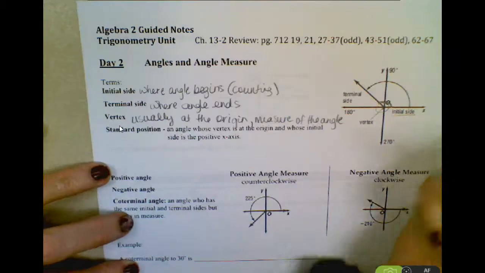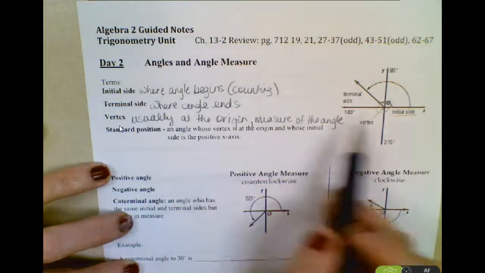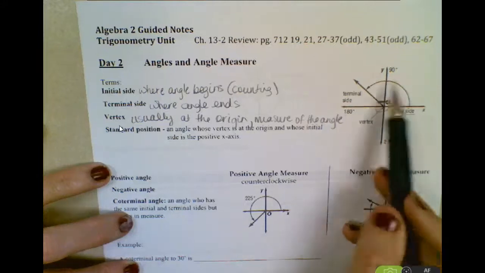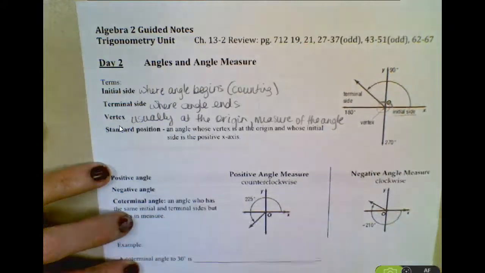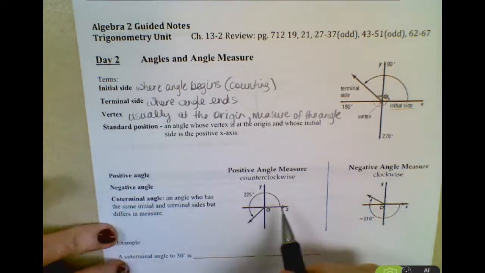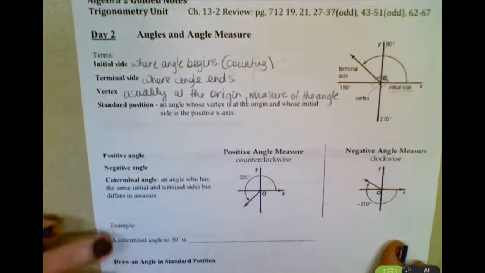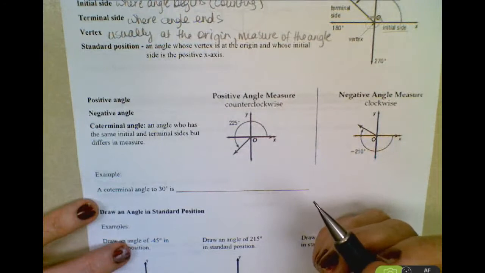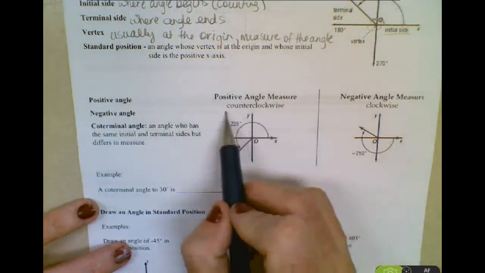A standard position is an angle whose vertex is at the origin and whose initial side is the positive x-axis. So this is usually your starting point. You can move off of the standard position, obviously, but normally this is where you're going to start. You do have positive and negative angles when you're dealing in the unit circle. A positive angle means that it is going counterclockwise.